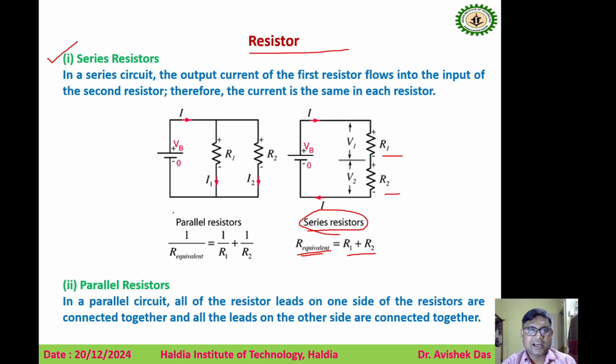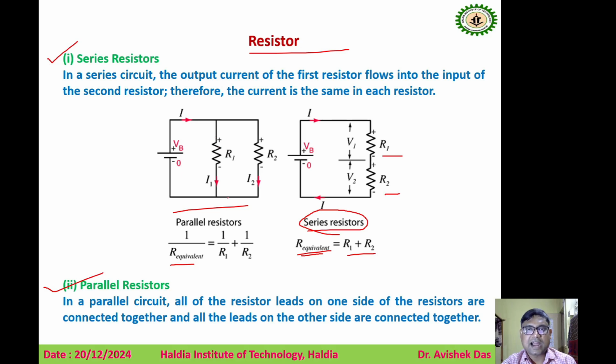In the other example, R1 and R2 are connected in the parallel connection. So this one is the parallel resistor. For the parallel resistor, how do you determine the equivalent resistor? Here 1 by R equivalent is equal to 1 by R1 plus 1 by R2. Here also, if you want to find the current, the value will be equal to VB by R equivalent.